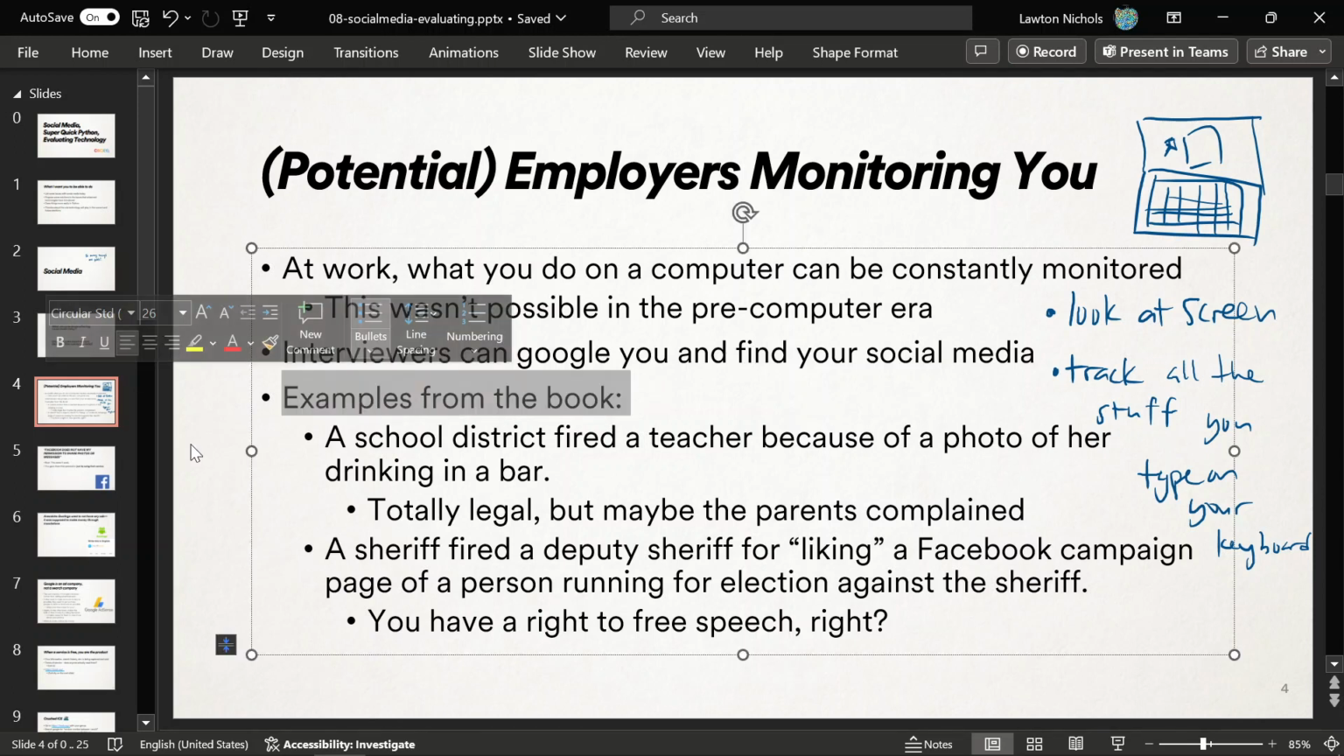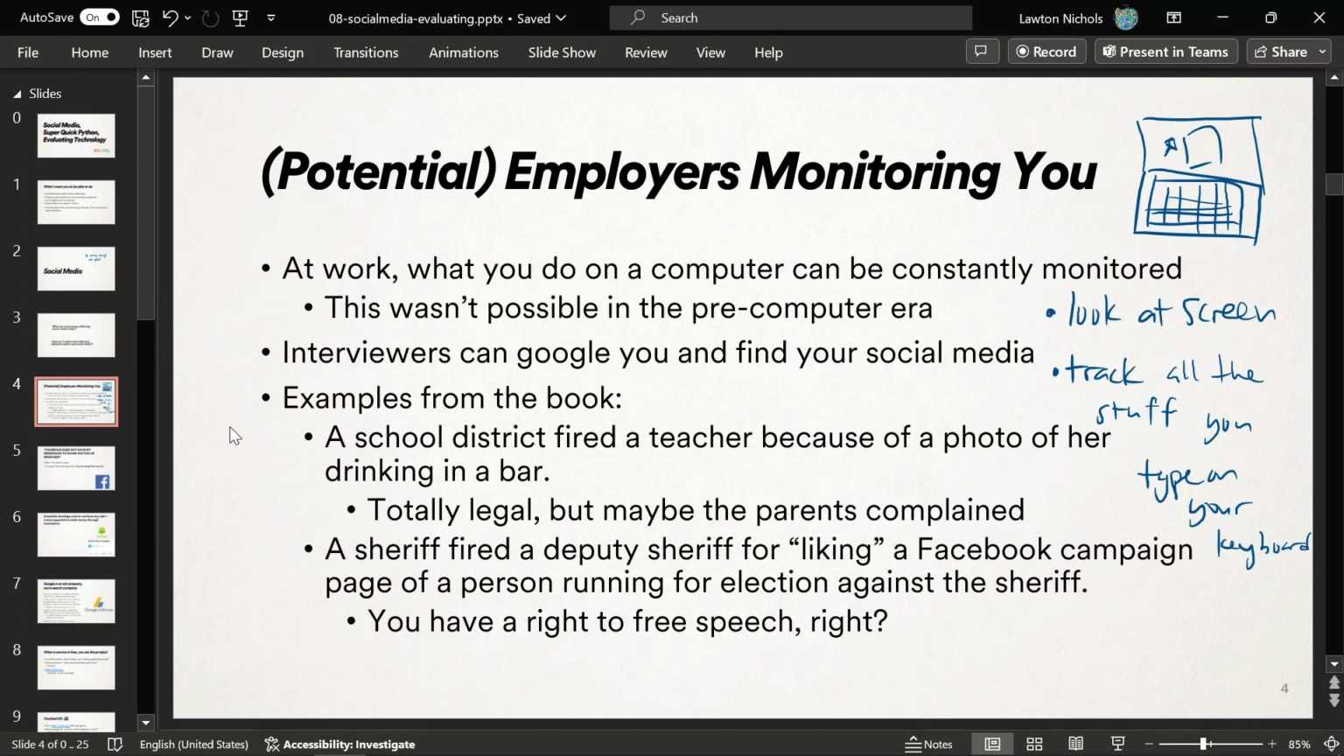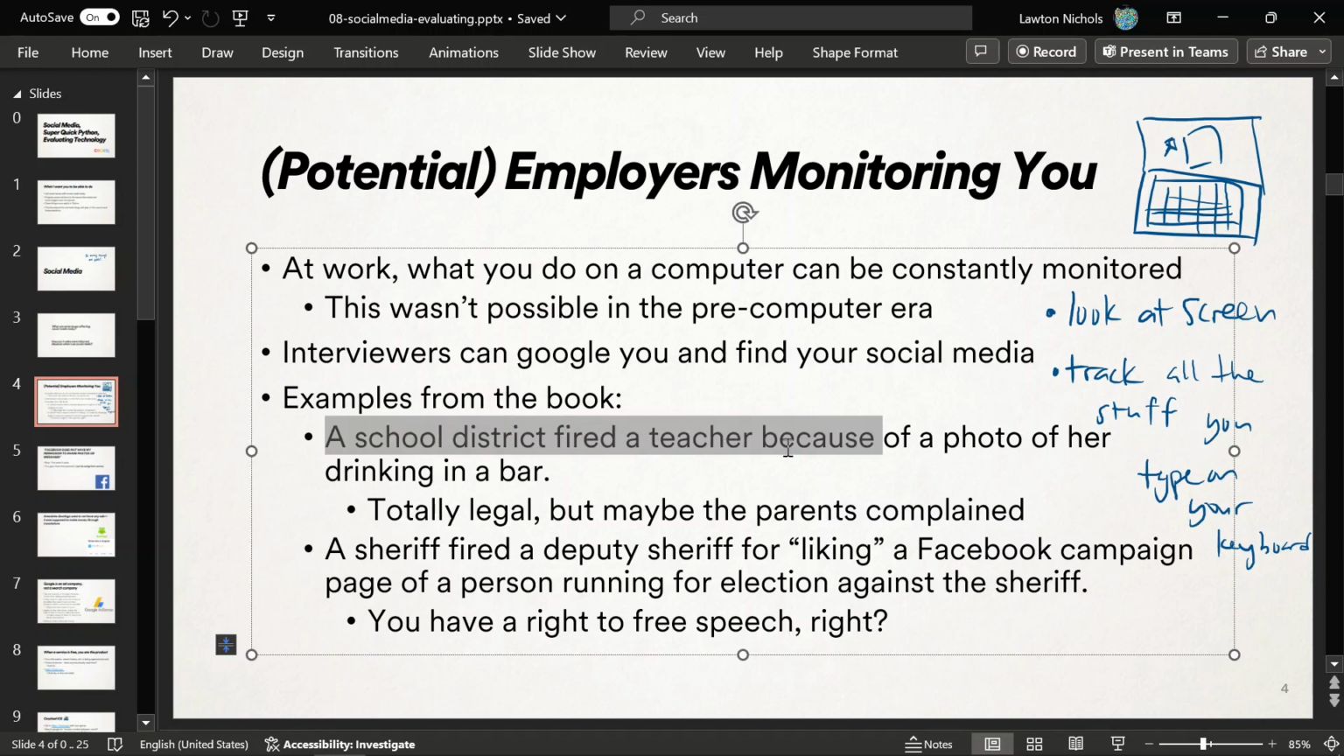And here's some examples from our textbook. I think they're both having to do with Facebook. So one interesting idea is that what you do in your social life can come back to bite you, sadly. The school district ended up firing a teacher because there was a photo of her drinking in a bar, which makes no sense to me. But apparently the parents probably complained or something, and said, I don't want my children being taught by somebody who drinks alcohol, who takes pictures of themselves in a bar.